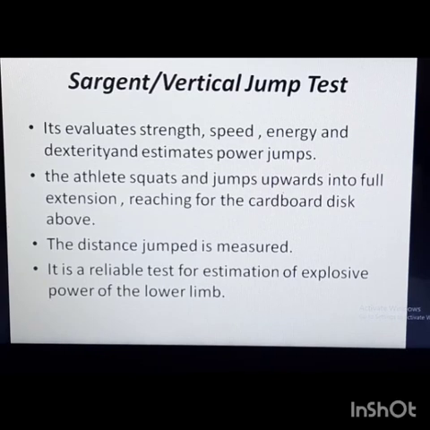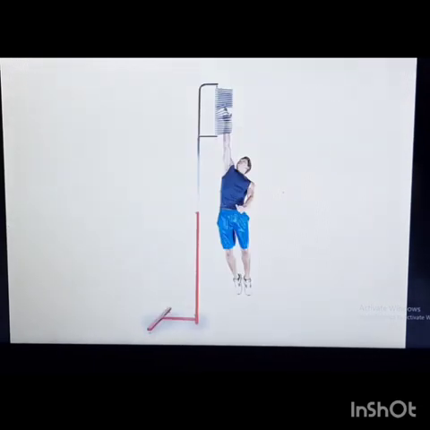The name of the instrument which is used to test vertical jump is Vertex. The distance jumped is measured, and the test is a reliable estimate of the explosive power of the lower extremity. Means it basically measures the explosive power of the lower limb. So this is basically the instrument which we call Vertex.